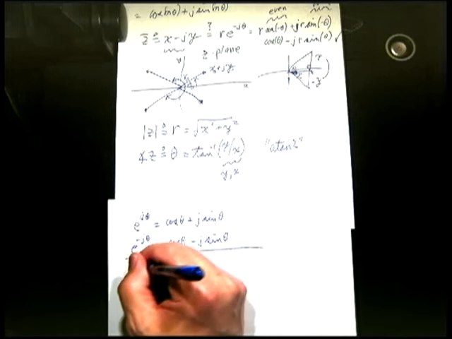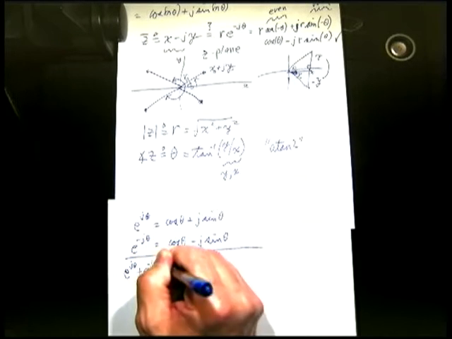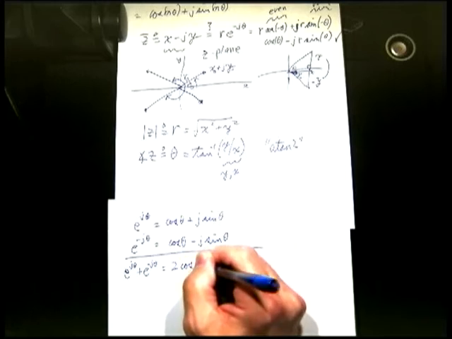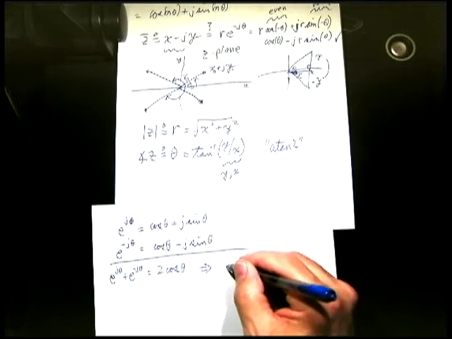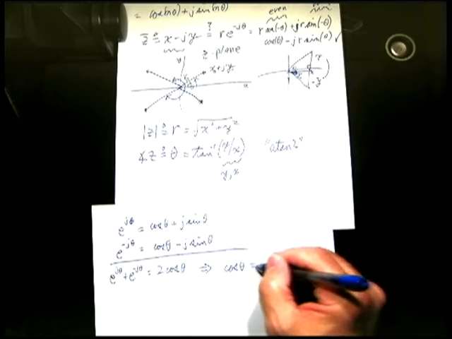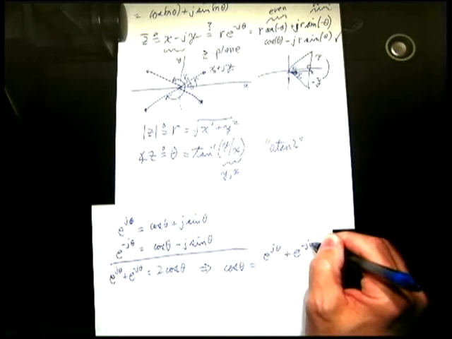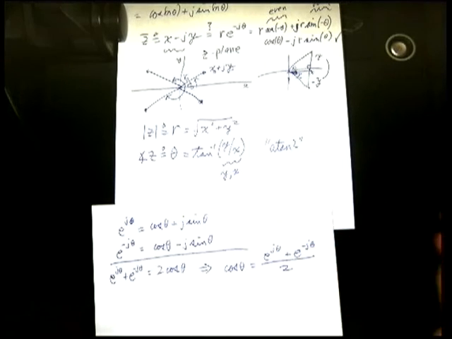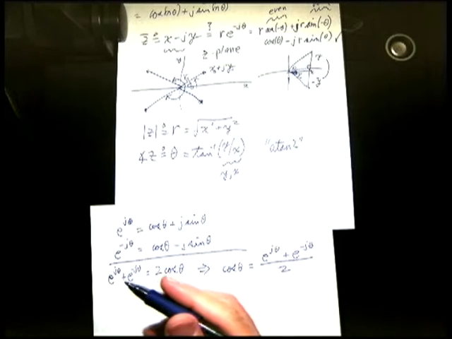Now if we add these, we get that e to the j theta plus e to the minus j theta equals 2 cosine theta, and the sine parts cancel. In other words, cosine theta can be written as e to the j theta plus e to the minus j theta over 2. And the same thing occurs if you subtract.